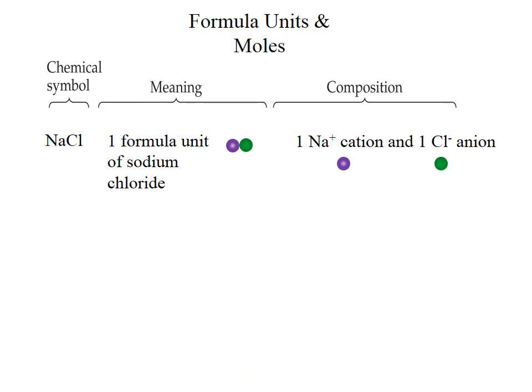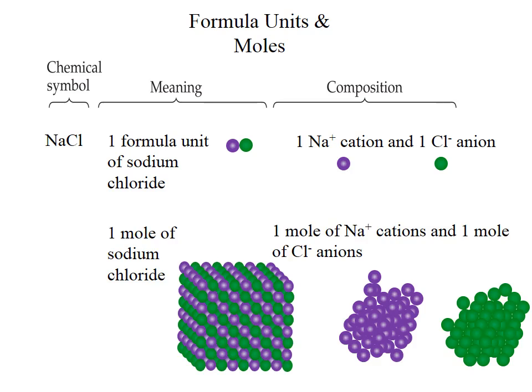So if we look at sodium chloride instead, we have 1 formula unit of sodium chloride that you see here. 1 formula unit of sodium chloride contains 1 sodium cation and 1 chloride anion. Now 1 mole of sodium chloride is going to contain a mole of sodium cations and a mole of chloride anions. And so you can see that the numbers have 2 meanings. And that's because moles and molecules, or moles and ions, or moles and formula units, those are all directly proportional to each other through Avogadro's number.